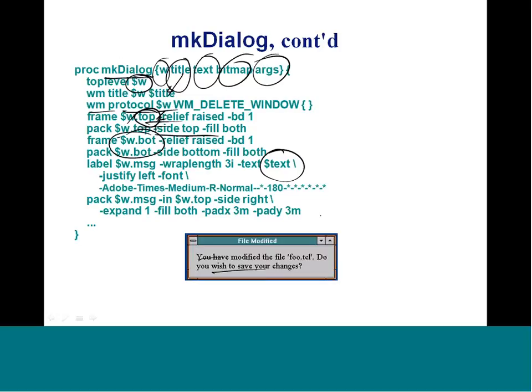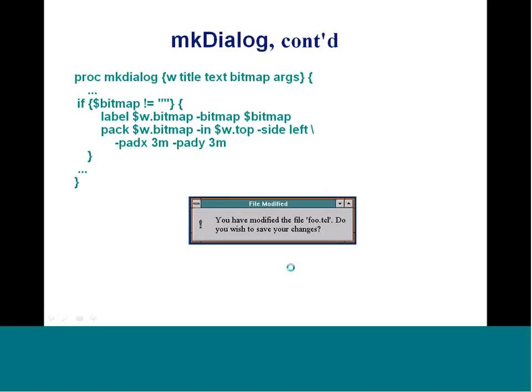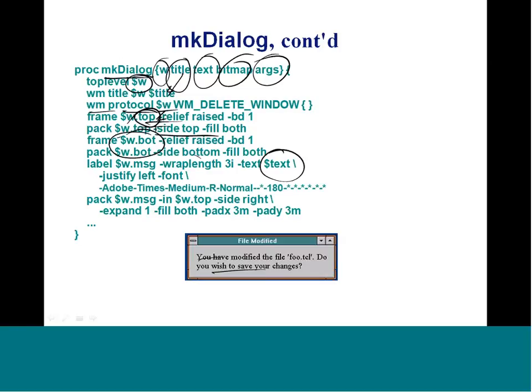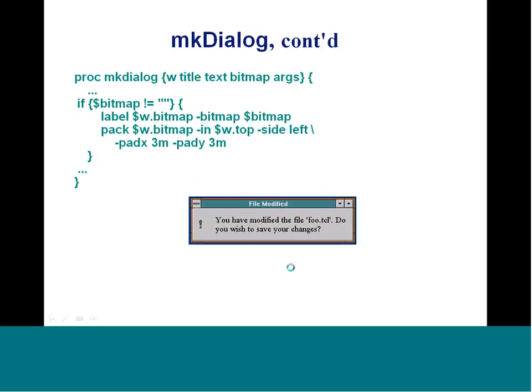Now once we finish this packing as the first one, what do we do? If you don't provide any bitmap, nothing is added. But when the bitmap is not null, then it adds that bitmap. So we have a new window called bitmap and we pack it towards the left side, with x padding of 3 millimeters and y padding of 2 millimeters. So that is how this text is being displayed here.